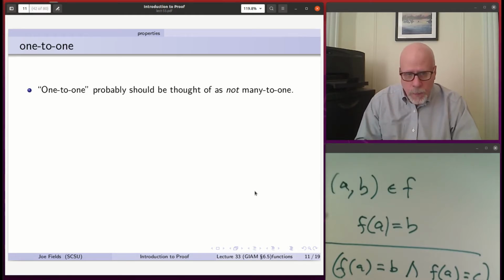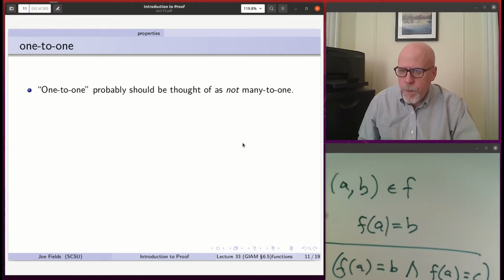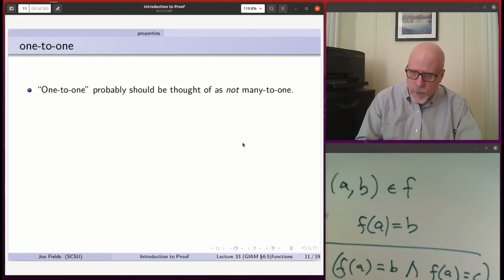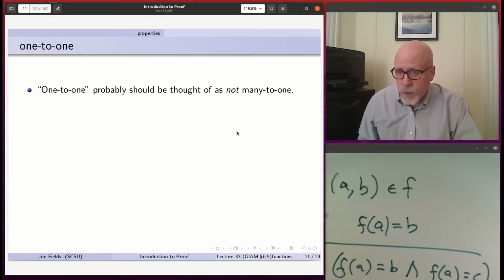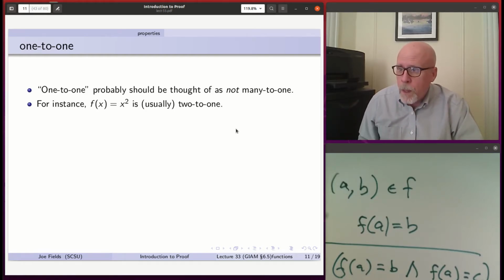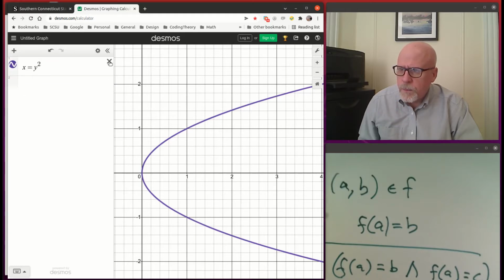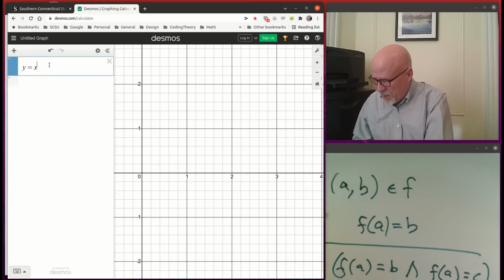One-to-one, another term that we've heard about before, I think. I personally like to think about one-to-one in terms of what it's not, which is that it's not many-to-one. Many-to-one is when a function maps more than one thing to a particular position, a particular output. So f of x equals x squared, that's usually 2-to-1. Let's bring back the Desmos and do this. I had it all set up before. Y equals x to the second power.